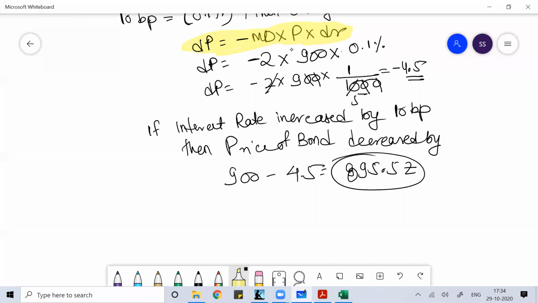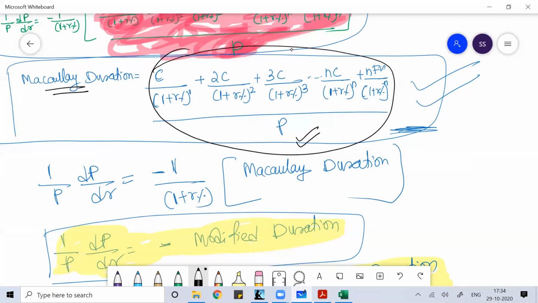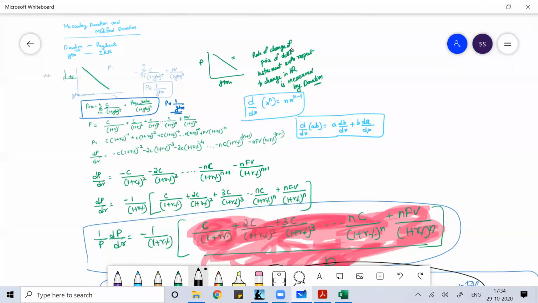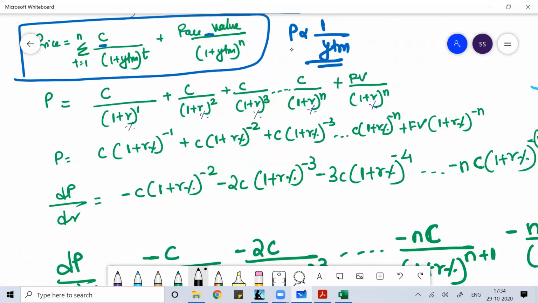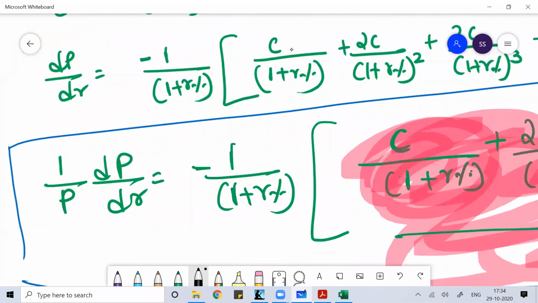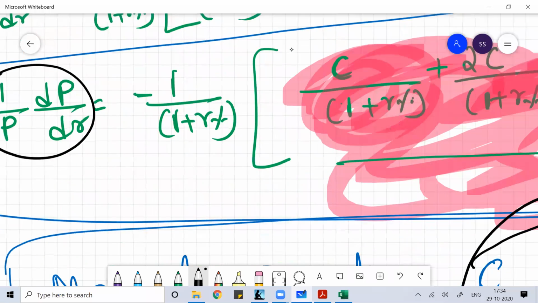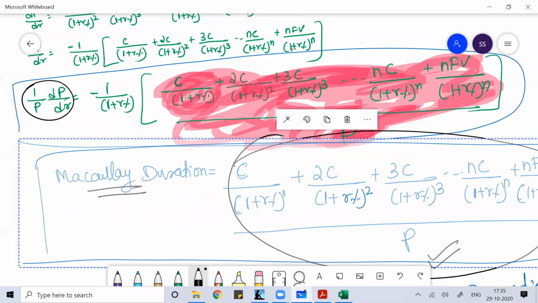One by one, I have done the derivation of this formula step by step. I have explained how this formula came by differentiating the price of the bond. We did the first order differentiation of the price of the bond with respect to the interest rate. After differentiation, we divided the equation by the price of the bond.